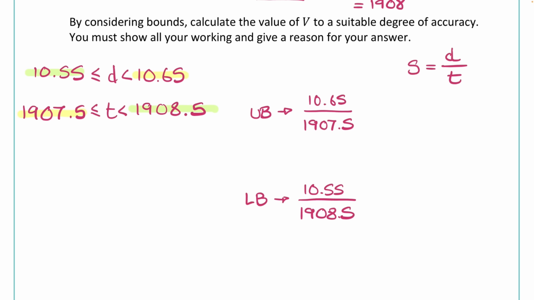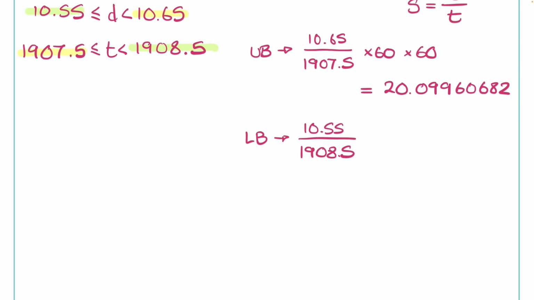So rather than writing that down, because there's so many decimal places, I'm going to straight away times that by 60 on my calculator. That now turns it into minutes. And then I'm going to times it by 60 again, and that's going to turn it into hours. So my speed there is 20.0996062.